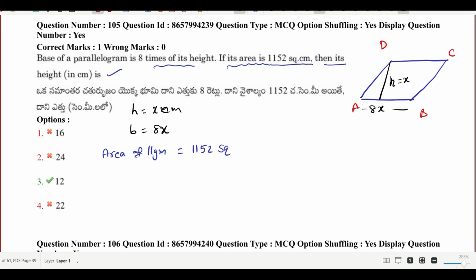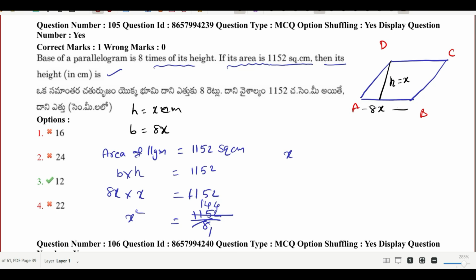1152 square centimeters. But as per the formula, the area of a parallelogram is base into height, which gives 1152. If I substitute the base as 8x into height x, it equals 1152. From this, if I transpose the 8 to the other side, it becomes a divisor, and x into x, x square, is equal to 1152 by 8. To simplify this: 8 ones are 8, 8 ones are 8, 3 left, 8 fours are 32, 3 left, 4.